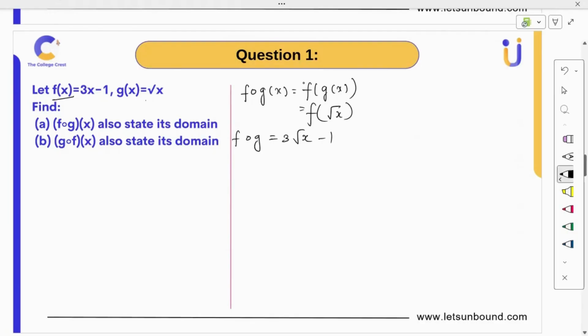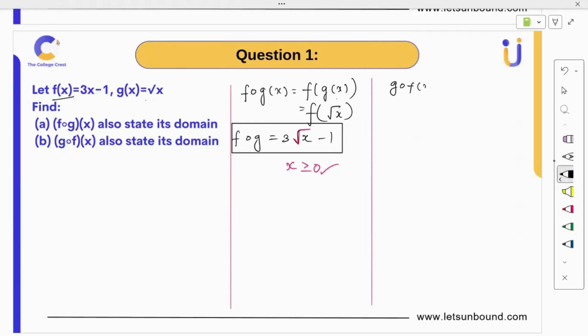This is f composition g. Now state its domain. First you have to check f composition g: x is greater than or equal to 0. It cannot be negative because it is under the root, right? But also you should check with g of x. Yes, g of x also obeys this. Also check with f of x, that also obeys. So this is your final domain. And let's do g composition f of x.